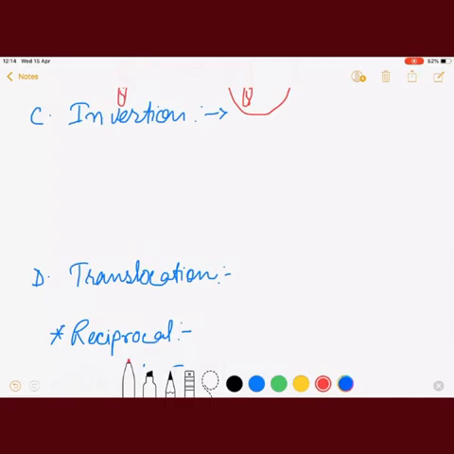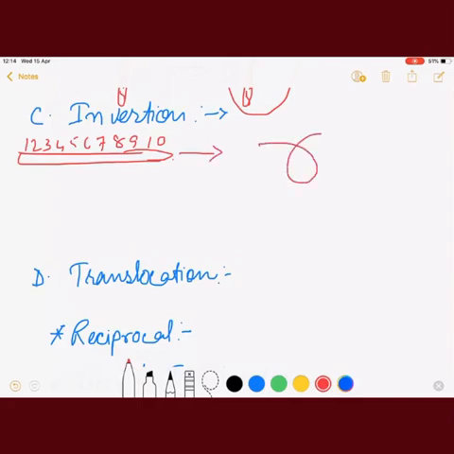Say for example, this is a chromosome having a number of genes here, and these genes are 1, 2, 3, 4, 5, 6, 7, 8, 9, 10. If this chromosome alters its genes, how? It rotates by 180 degrees like this. The place where it rotates, it will cut itself from here and rejoin. As a result, this portion will be joined to here and this portion will be joined to here.